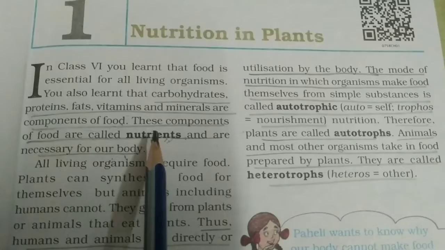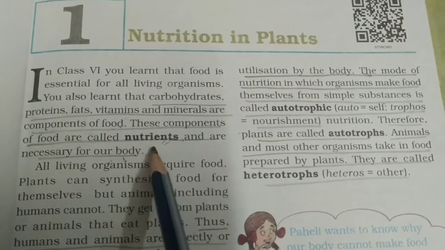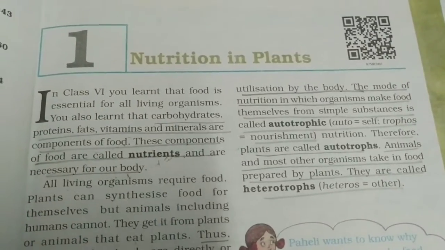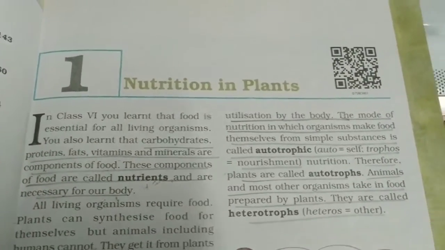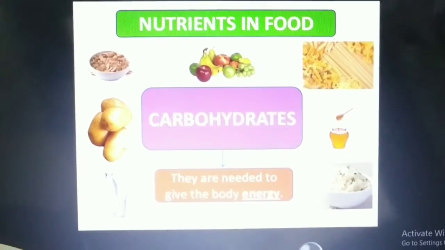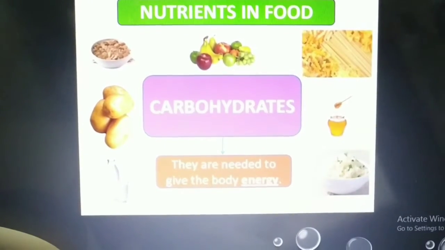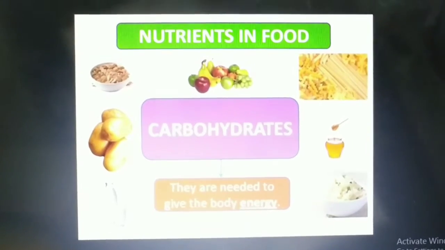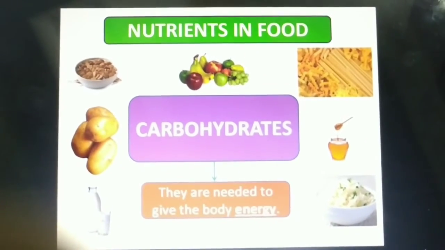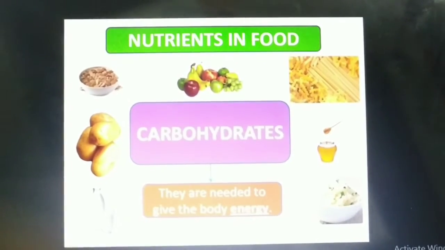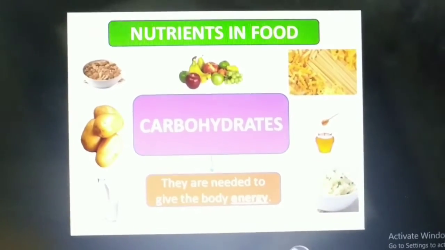Now, going back to what we talked about previously, nutrients. Let's see what nutrients are. Nutrients are present in our food. Now, nutrients in food. We're talking about carbohydrates here.